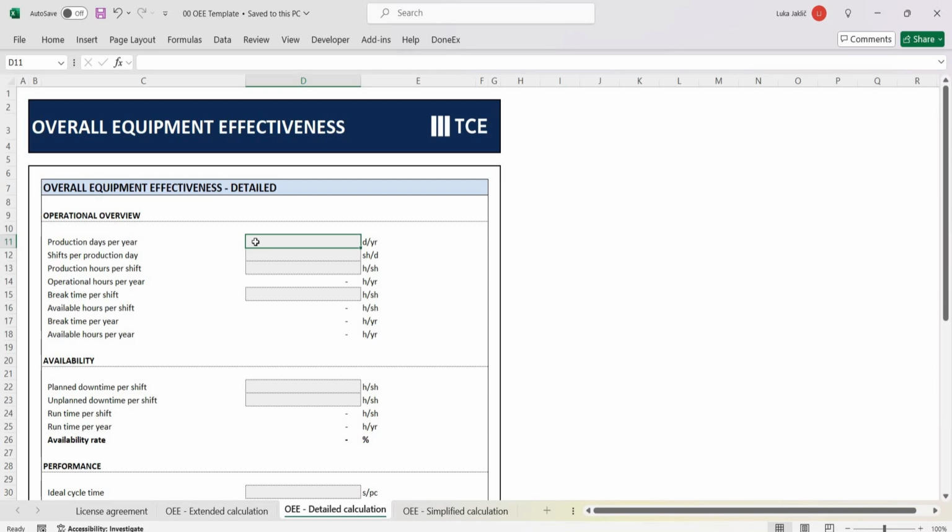The production facility operates 240 days per year with 2 shifts each production day. Each shift lasts 8 hours, resulting in an operational total of 3,840 hours per year. We account for 0.5 hours of break time per shift, reducing the available production time to 7.5 hours per shift. Over the course of the year, this results in 240 hours of break time, leaving 3,600 available hours annually.